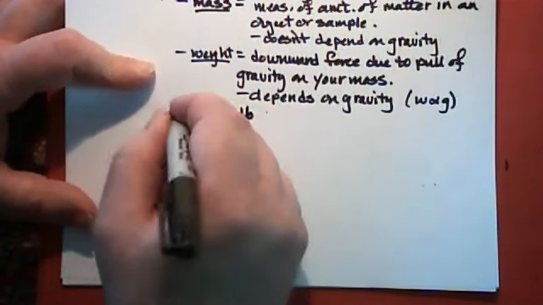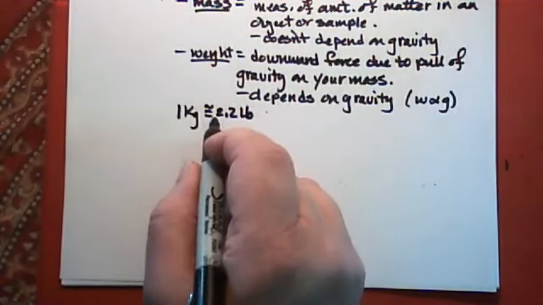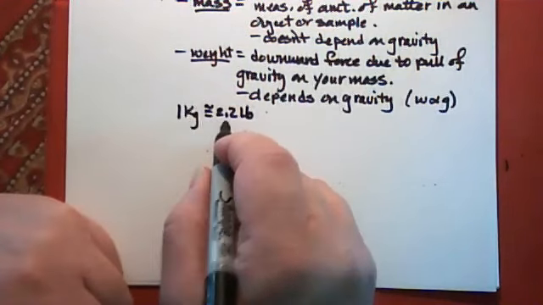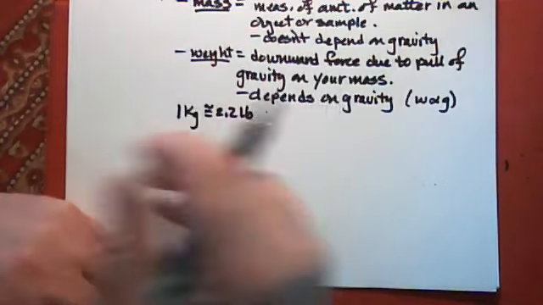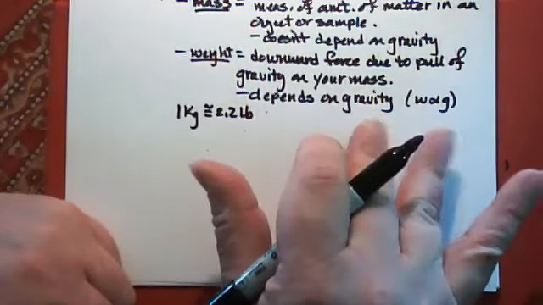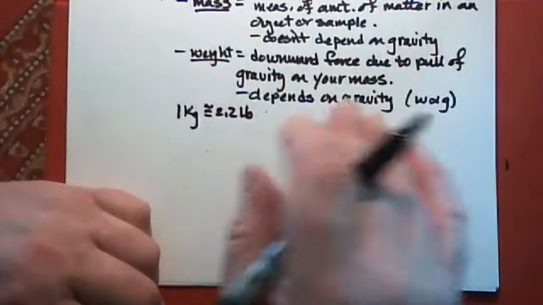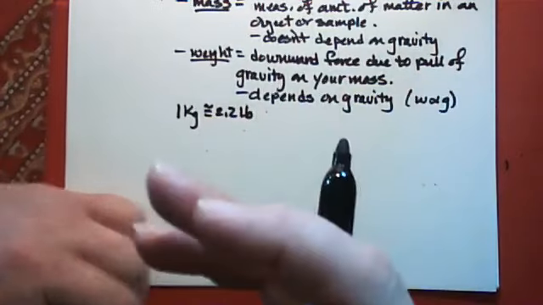And 1 kilogram is about 2.2 pounds. I'll point this out now, but I'm going to point it out again later. These conversions between the metric and English systems are only approximate, because these are two different systems of measurement that were set up according to two different sets of standards. They don't sync up exactly.